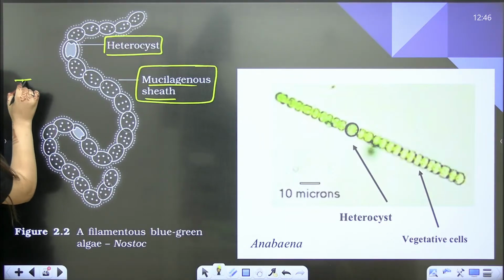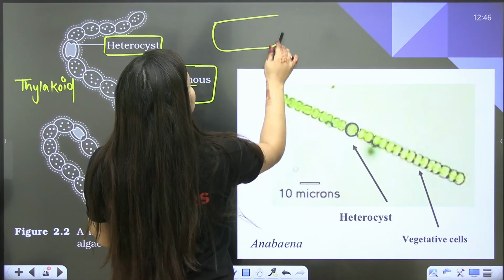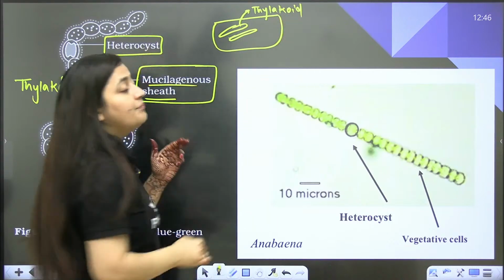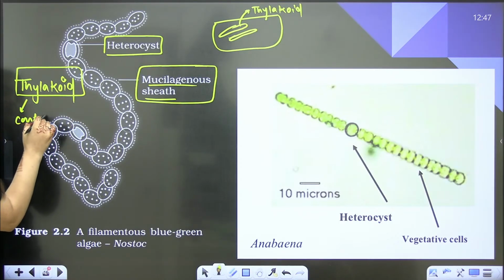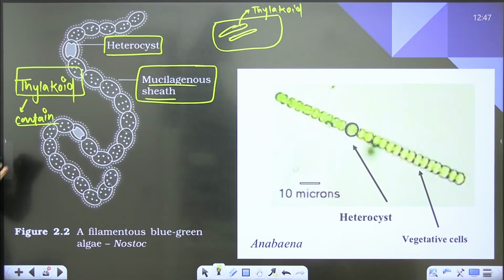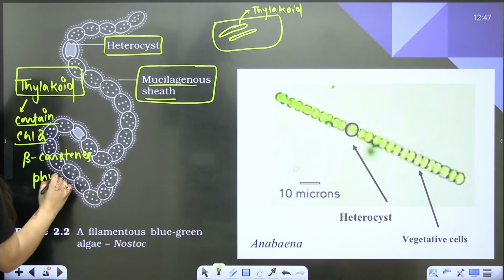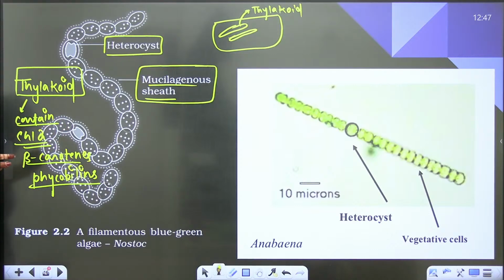Obviously, because it can fix nitrogen, thylakoids are also present. You remember when I was teaching you bacteria structure, I told you that in some bacteria, other membranous extensions are there. We call them thylakoids, and the thylakoid will contain the pigments. Without any doubt, they contain pigments like chlorophyll A, beta carotenes, and phycobilins. These pigments are present here in the thylakoids. Is that clear? That should be clear to you. Done?